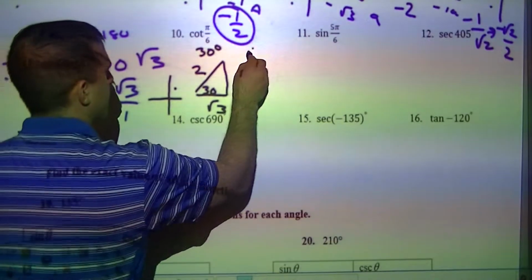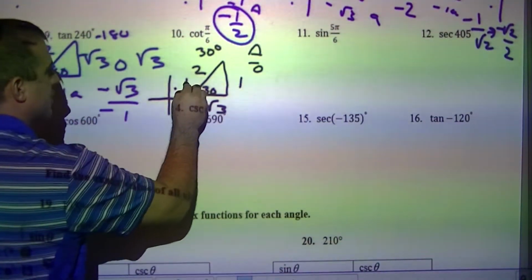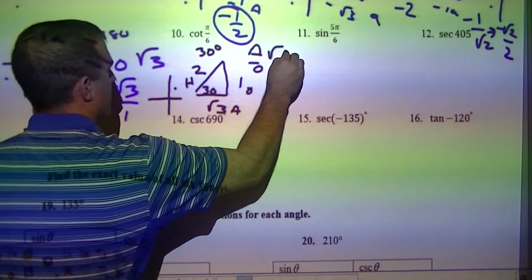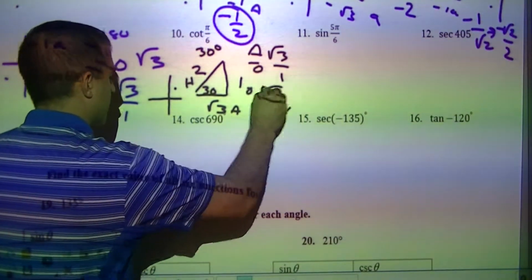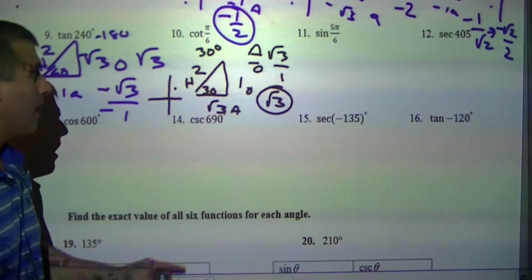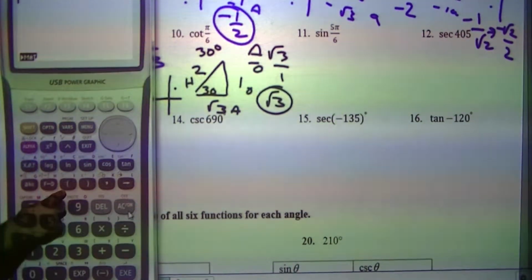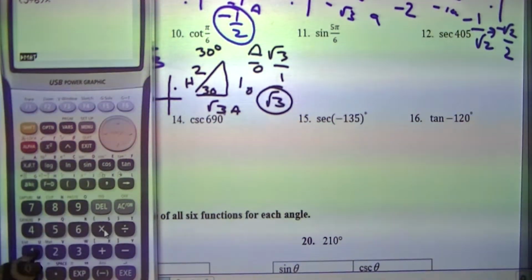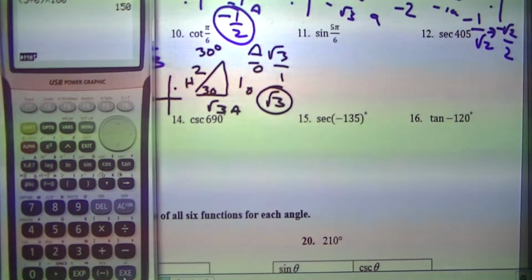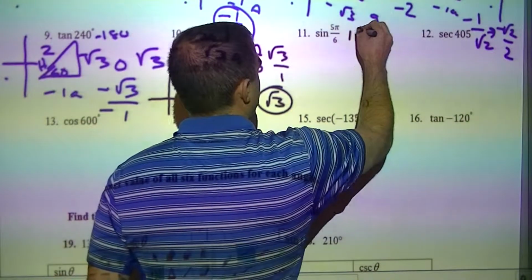Okay? Cotangent is A over O. This is H, O, and A. So square root of 3 over 1, which is just square root of 3. All right. Sine of 5 pi over 6. So that's going to be 5/6 times 180, which is 150 degrees. That's what it really is.